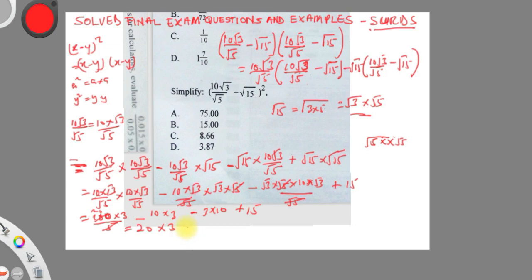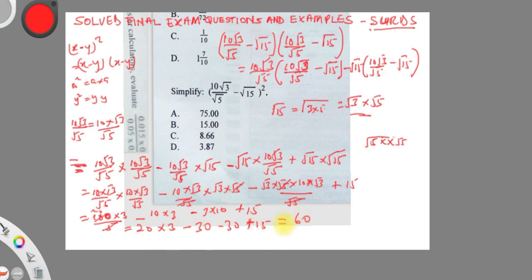minus 20 times 3, and then minus 10 times 3. Okay. 10 times 3 is 30. And then minus another 10 times 3, which is 30. Okay. Plus 15. Fine. So this is equal to what? What is 20 times 3? 3 times 2 is 6. So you get 60.